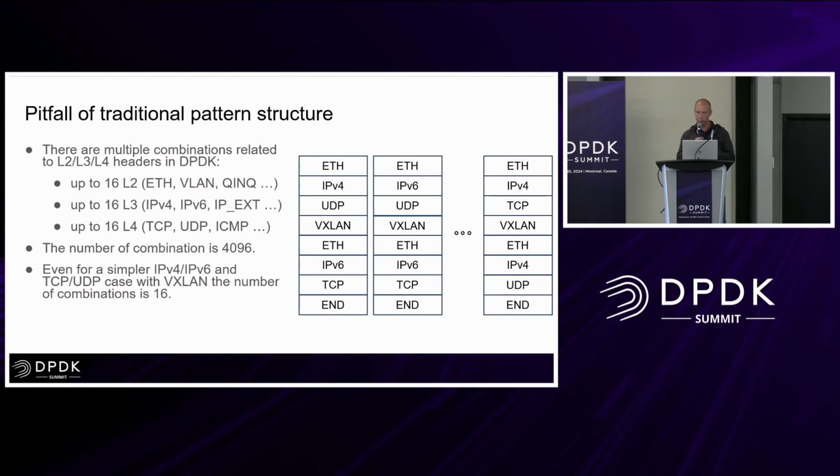But let's not go to the extremes. There are simple cases. For example, we have the combination of IPv4, IPv6, and TCP/UDP in a simple application, plus some encapsulation, for example VXLAN. Again, in the inner headers you have IPv4, IPv6, and in the outer IPv4, IPv6, and TCP/UDP. That gives us about 16 flow rules, which is not so bad.